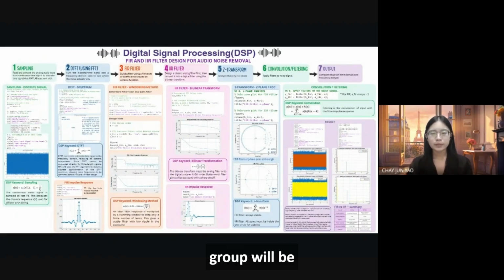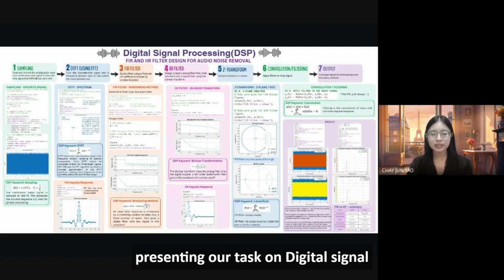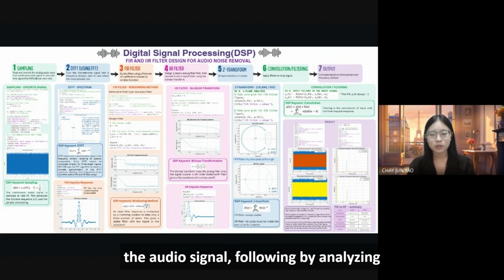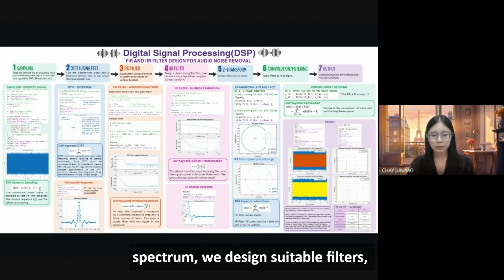Our group will be presenting our task on digital signal processing (DSP), focusing on FIR and IIR filter design for audio noise removal. The overall workflow begins by sampling the audio signal, followed by analyzing its frequency components using the discrete Fourier transform. Based on the spectrum, we design suitable filters, analyze their characteristics, apply them to the noisy signal, and finally compare the filtered results in both the time and frequency domains.